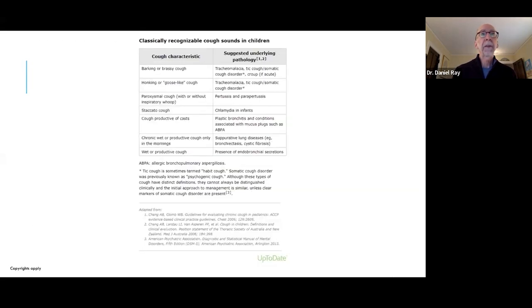The tic coughs, actually, habit coughs, you probably already know this. If you can distract the child and the cough stops, or the parents say the cough only happens when they're awake and when they fall asleep, the cough stops, that kind of points towards a habit or a somatic cough.